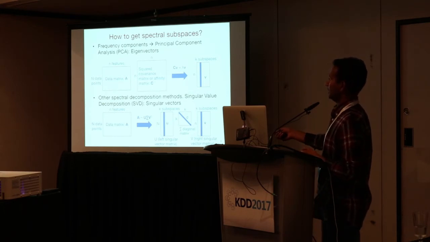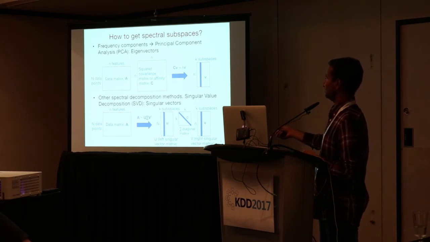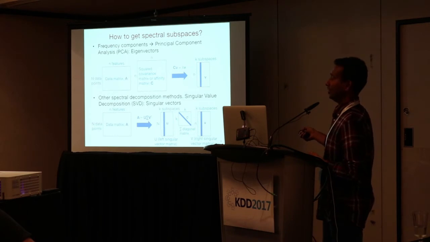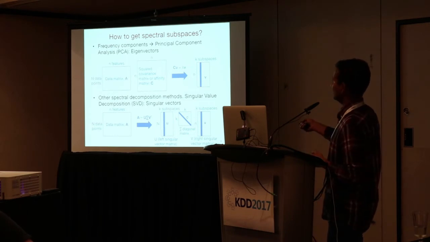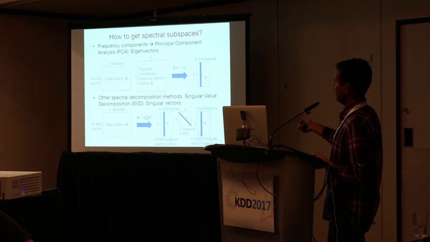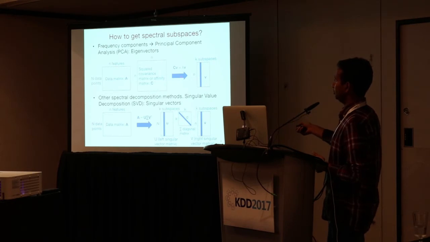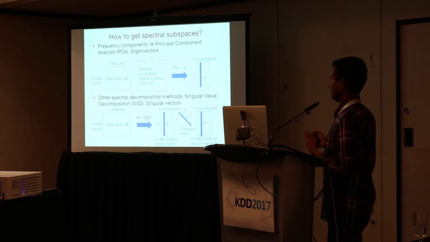So if you have a capital N data points, each of which has n features, then you get its squared covariance matrix. And then you do principal component analysis to get its k most important features. For n features, for k subspaces, you do PCA and you get this particular breakdown. So essentially, you divide this C matrix such that you do the PCA for that.